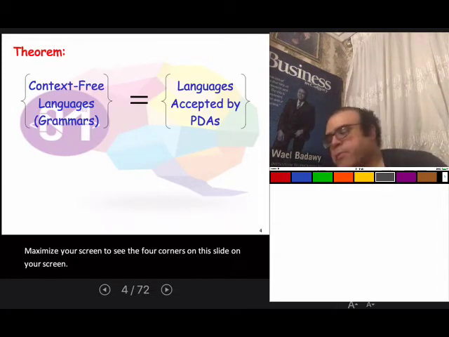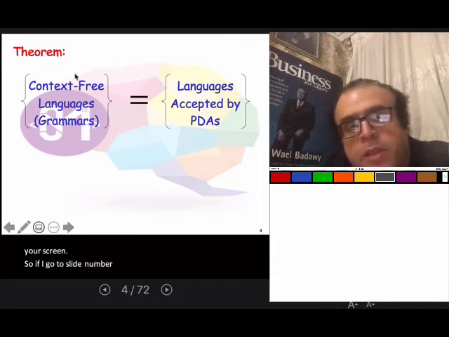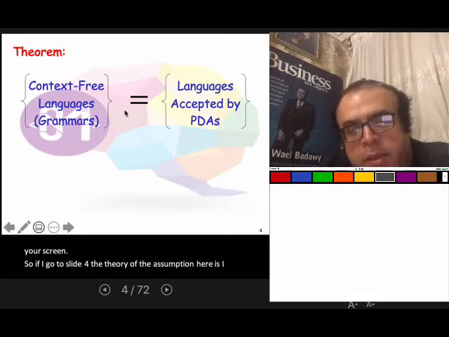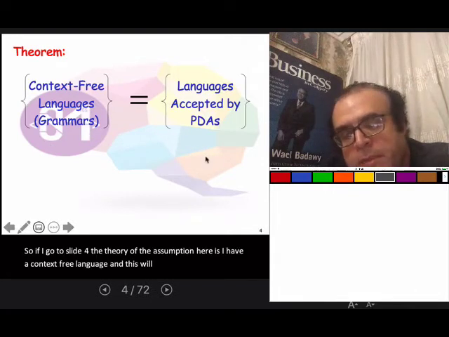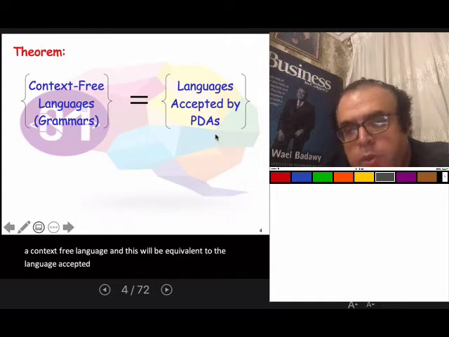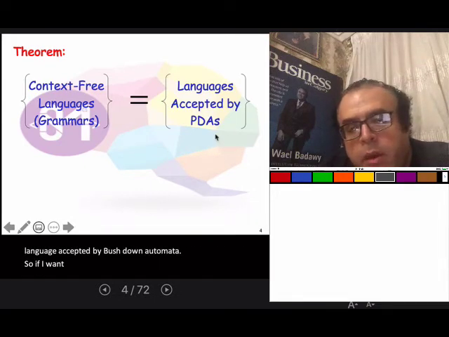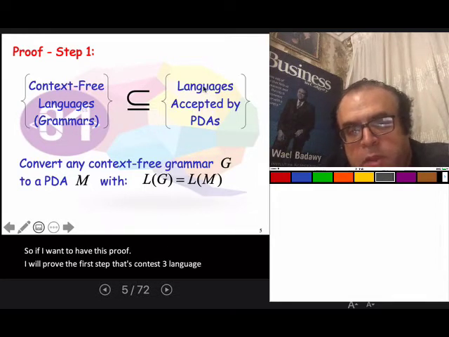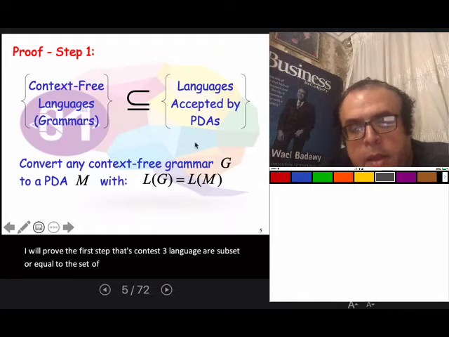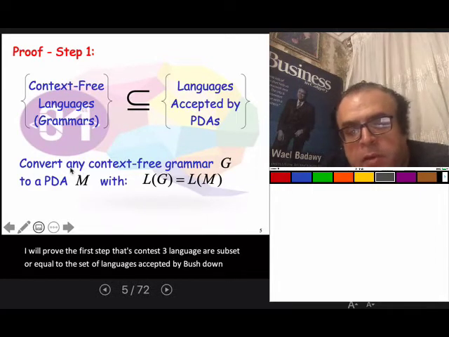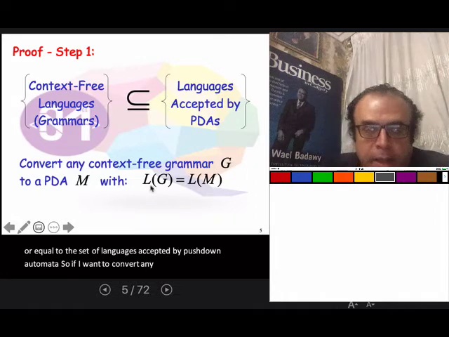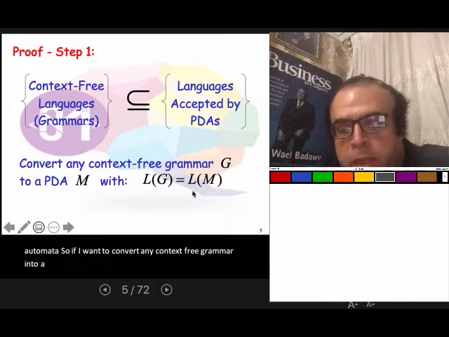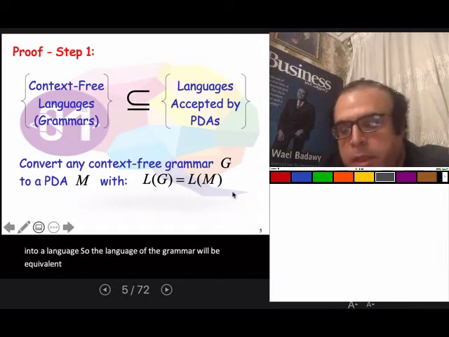So if I go to slide number 4, the theory or the assumption here is I have a context-free language, and this will be equivalent to the language accepted by push-down automata. So if I want to have this proof, I will prove the first step: context-free languages are a subset of or equal to the set of languages accepted by push-down automata. If I want to convert any context-free grammar, the language of the grammar will be equivalent to the language of the machine accepted by the push-down automata.